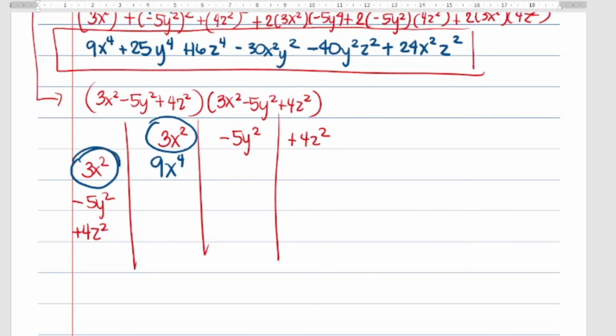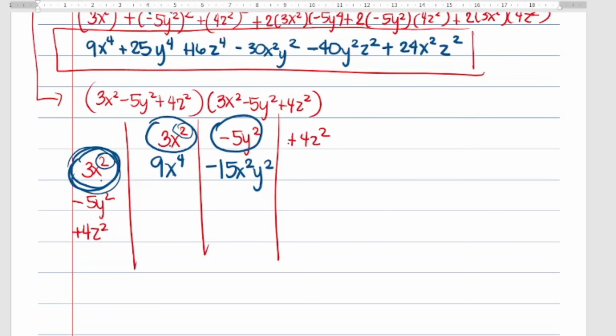3x squared times negative 5y squared is negative 15x squared y squared. Again, if we multiply monomials, we just add the exponents of the common variable. For example, 3x squared times 3x squared, the common variable is x. So copy x, then we just add their exponents. Add the exponents if you're just multiplying the monomials.